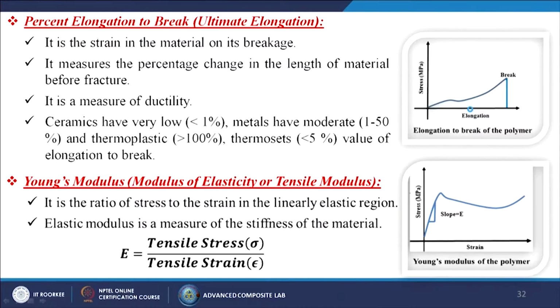Suppose we have one polymer, we are pulling it, then it will elongate and elongate, and after a certain time it will fail. So, it measures the percentage change in the length of material before fracture. So, it is a measure of the ductility. Ceramics have very low, less than 1%, metals have moderate, generally 1 to 50%, thermoplastics more than 100%, and thermosets also less than 5% elongation to break.